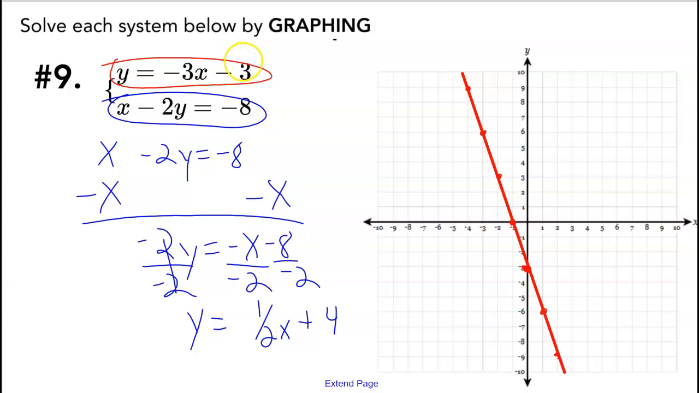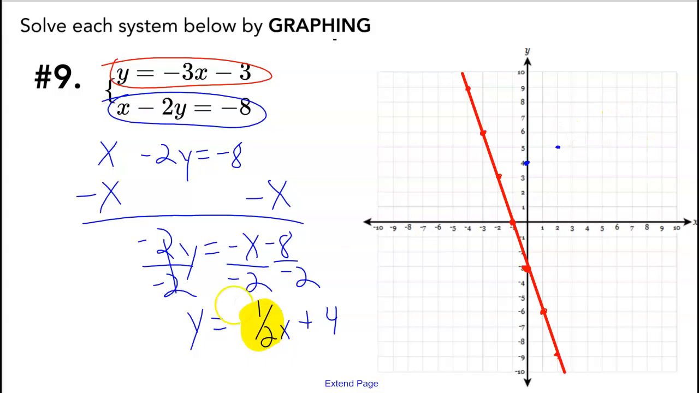Now it looks more like this top equation, and I can do what I need to do. I can look at the y-intercept, which is 4, and then do this slope, a positive slope. It's going to go up 1 and over 2. So I'm going to start off by plotting it at positive 4, and then go up 1 and to the right 2.